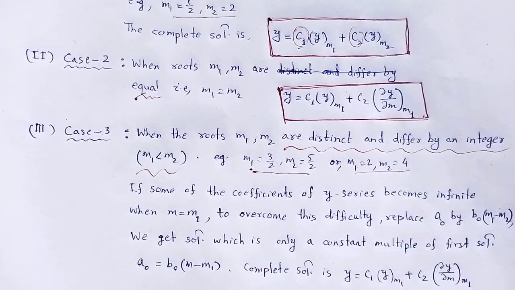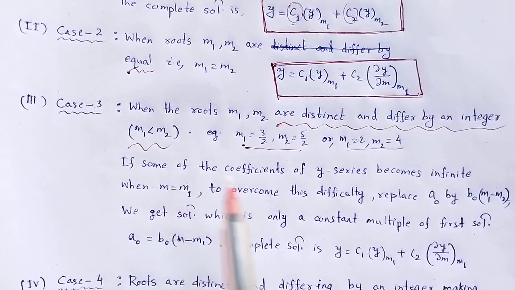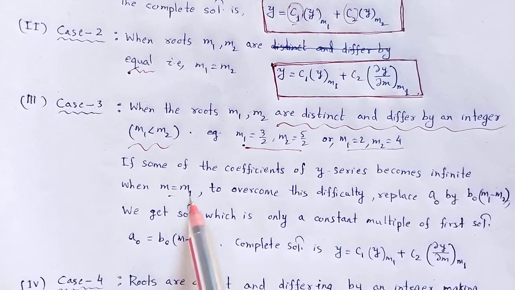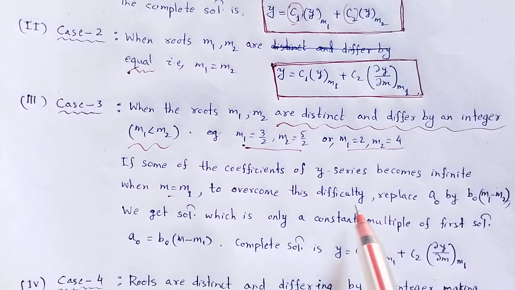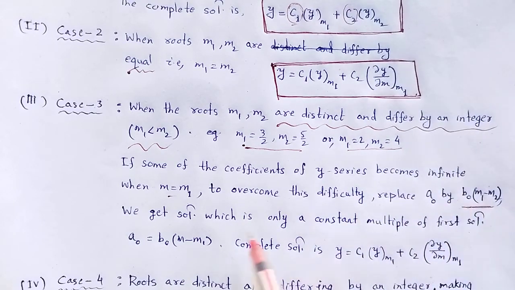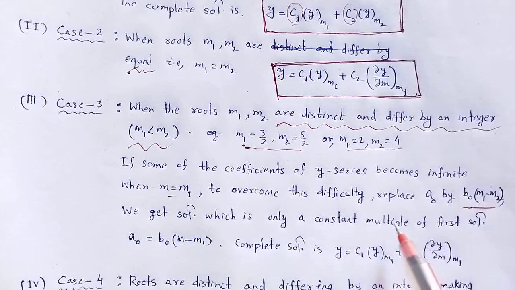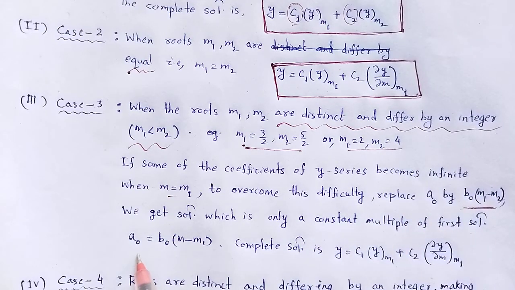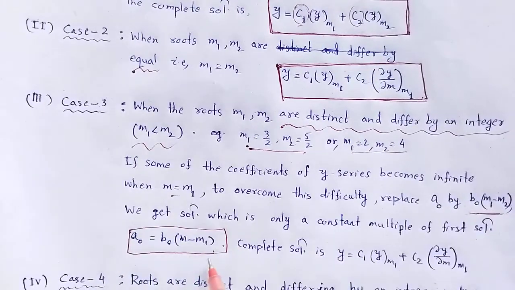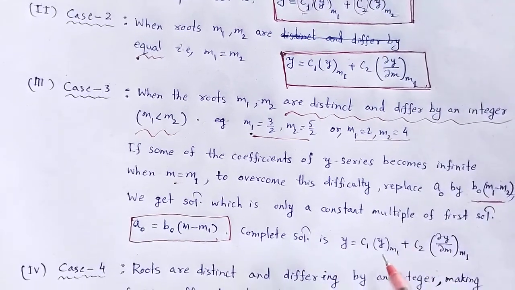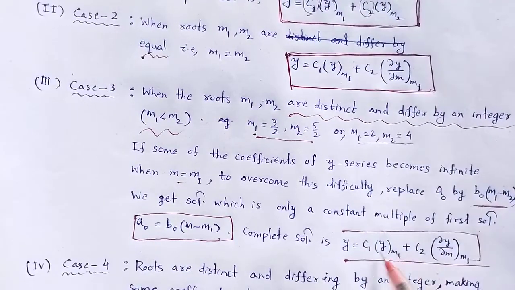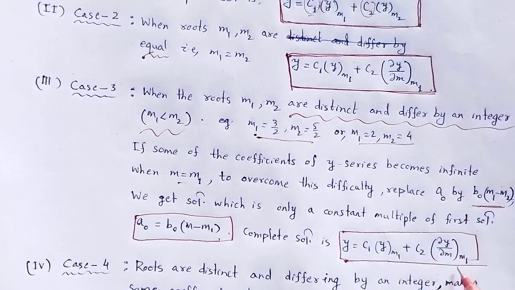In that case, if the sum of the coefficients of the y series becomes infinity when m1 is equal to m2, to overcome this difficulty, replace a naught by b naught into (m minus m1)(m minus m2). We get the solution which is only a constant multiple of the first solution. We put a naught equal to b naught into (m minus m1)(m minus m2). Therefore the complete solution will be y equals c1 into y at m1 plus c2 del y by del m at m1.